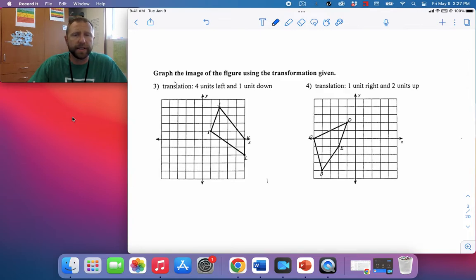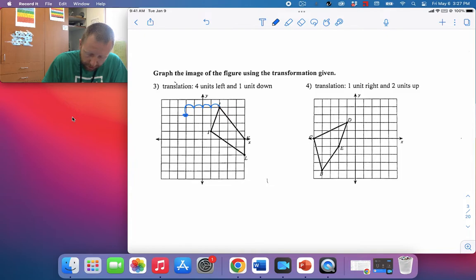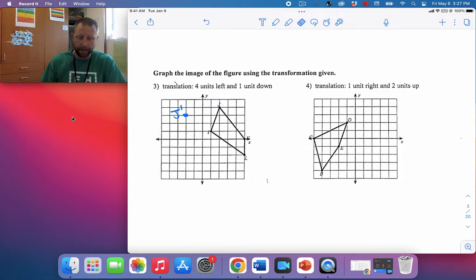For number 3, it says translate 4 units left and 1 unit down. So I'm going to start with J. I'm going to go 4 units left, so that's 1, 2, 3, 4 units left, correct? Yes. And then 1 unit down, that would put J prime right there. Okay, I'll erase all my little squiggly lines. So there's J prime, and then I'm just going to do that for each one of these. For I, I'm going to do the same thing. To find I prime, I go 4 units to the left, 1, 2, 3, 4, and 1 unit down. That puts I prime right there.